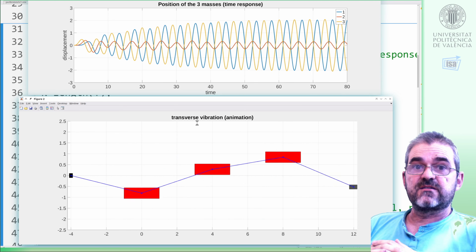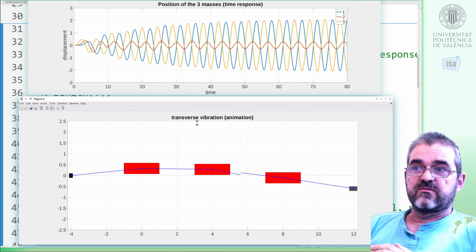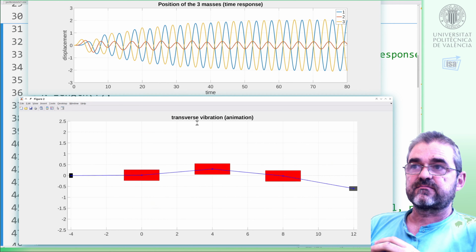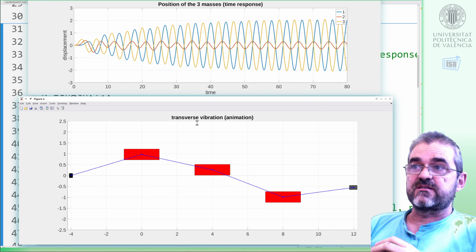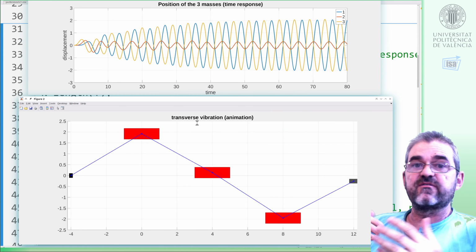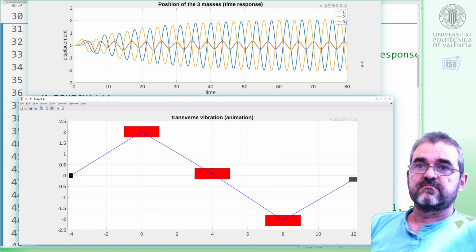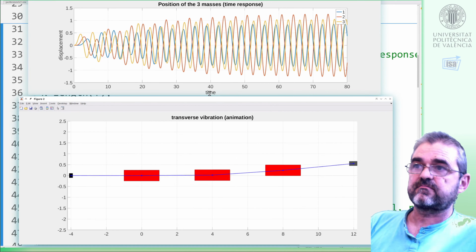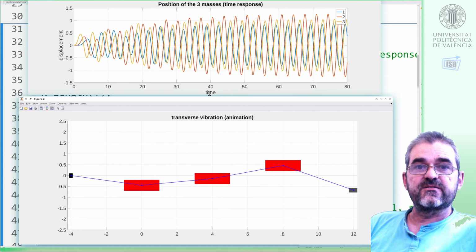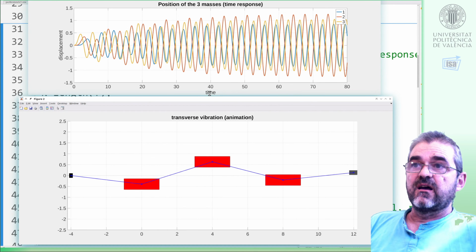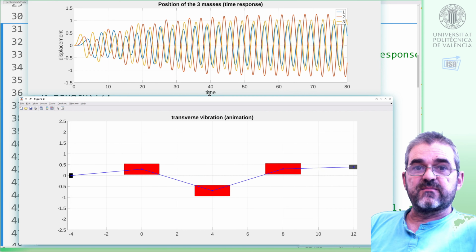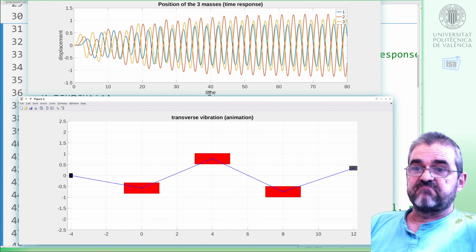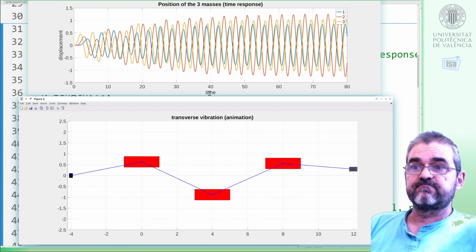Steady state sinusoidal regime, what would be steady state alternating current if this were an electrical circuit, is reached in some 35 seconds. Then the last mode of vibration is this one, in which again in 35 seconds we get a steady state, and now it's the central mass which moves in opposite phase to the left and right masses, and this is the third forced vibration mode.